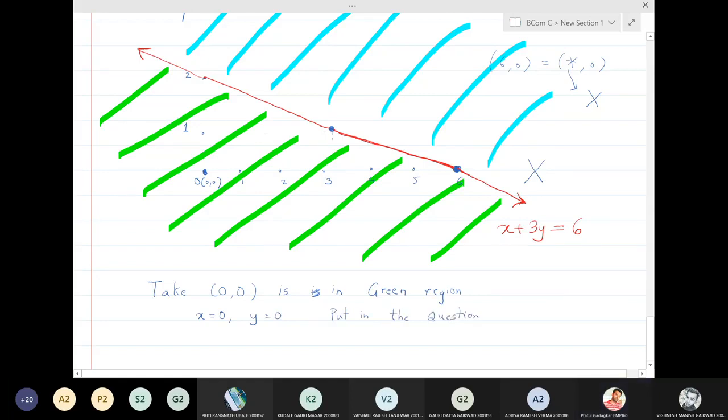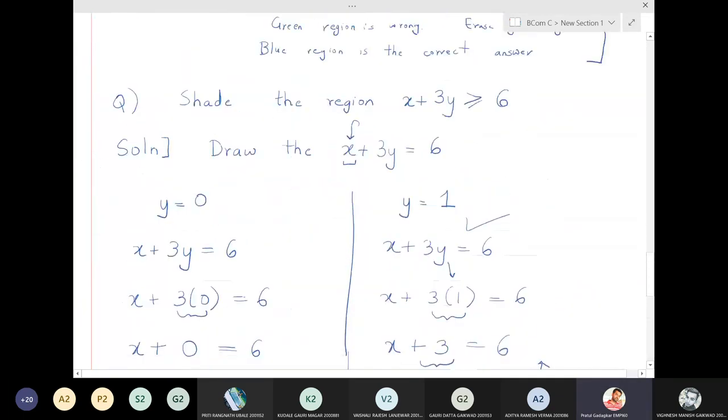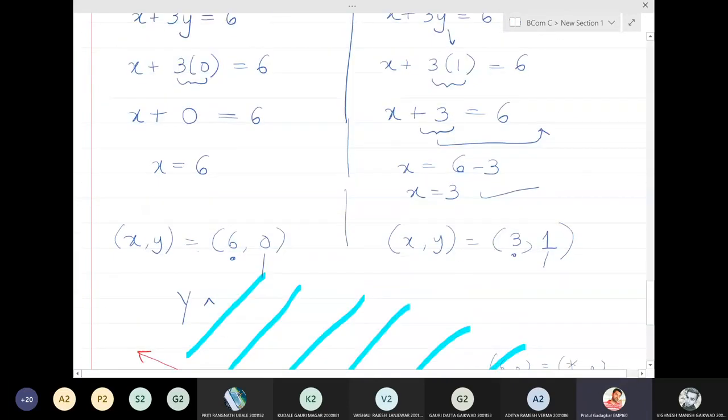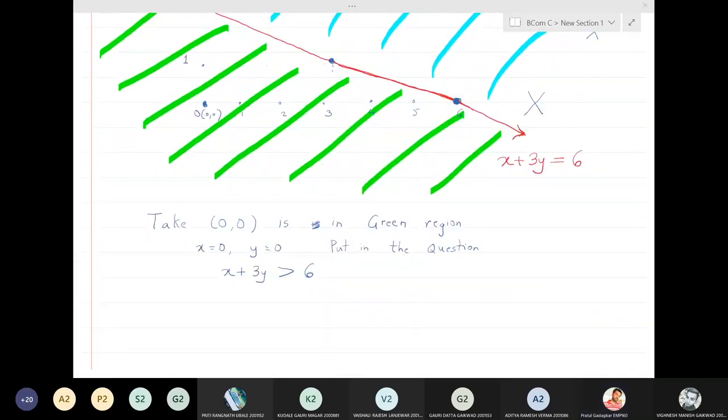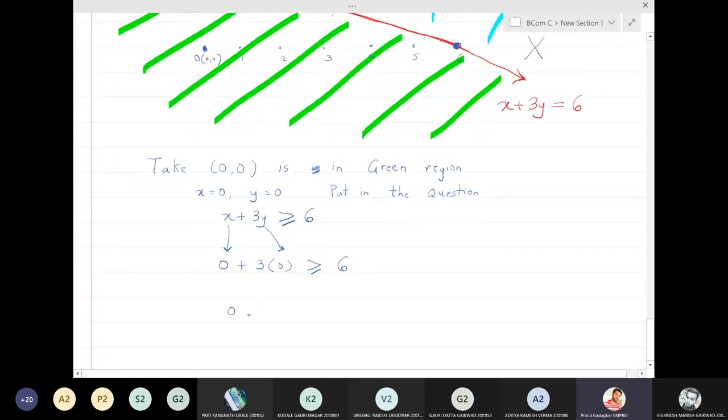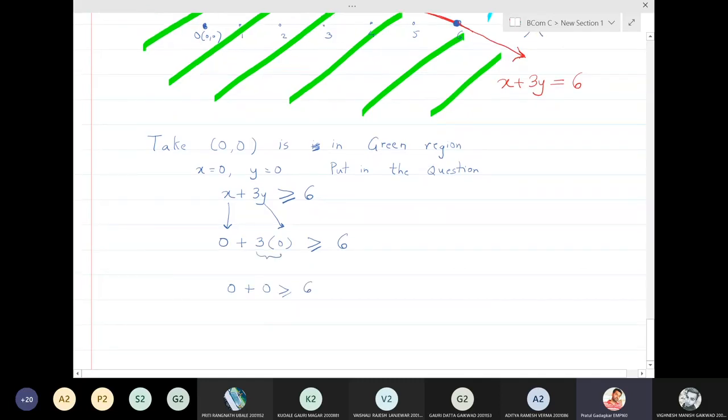What was the question? The question was x plus 3y greater than 6. Is the question correct? Greater than or equal to 6, sorry. So this means 0 plus 3 into 0, because x is 0 and y is also 0, is greater than or equal to 6. 3 into 0 is also 0. So ask yourself: what is 0 plus 0? 0 plus 0 is 0. So is 0 greater than 6?